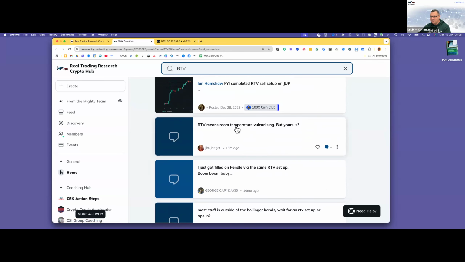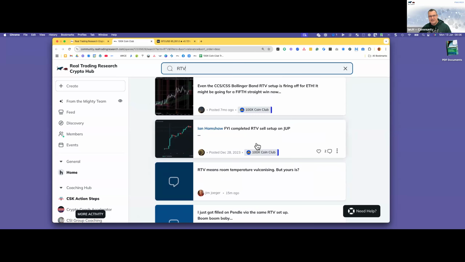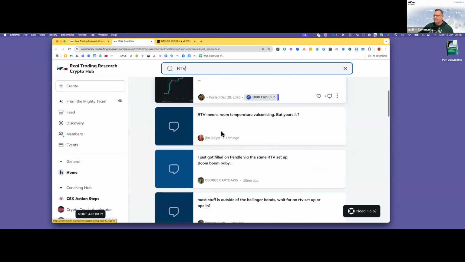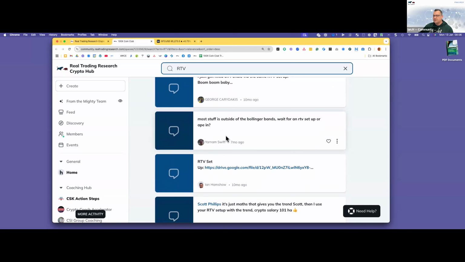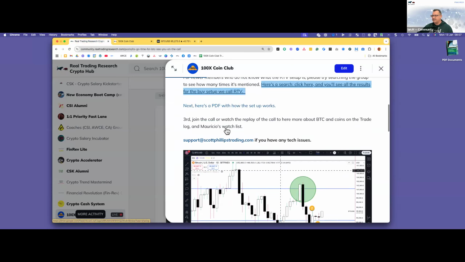There's Jim's room temperature vulcanizing. I don't think RTV and RTC is a great name. I think it's just these odd names that Scott made, like retest, maybe variable or retest concept. The names might sell it a little bit short of the actual power of it. But the point is, if you come in here, you'll see search results for people that have used it. So it's a fun pattern to get to know.